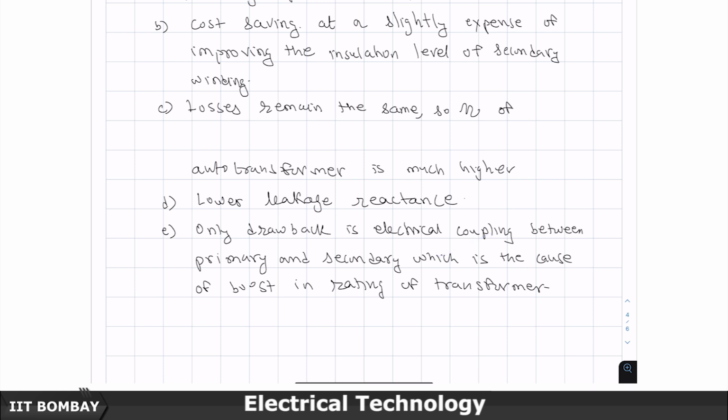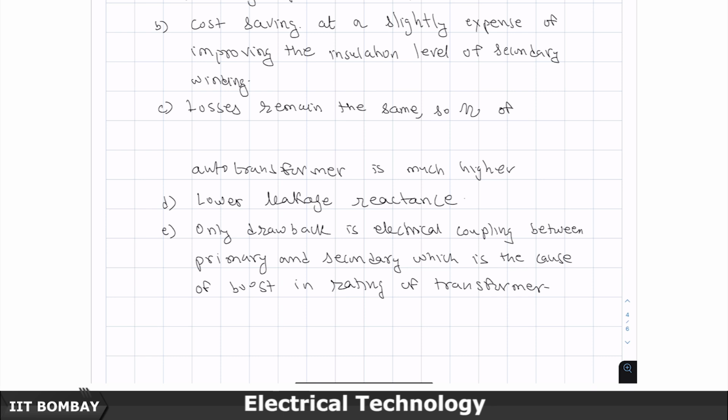Only if I can say a small drawback, it is the electrical coupling between the primary and the secondary, which is the cause of the boost in the rating of the transformer. I always feel comfortable when I say that the primary and the secondary are only magnetically coupled, but there is no electrical coupling. If the magnetic coupling is weak, I will get less induced voltage. If the magnetic coupling is high, I will get a higher induced voltage.